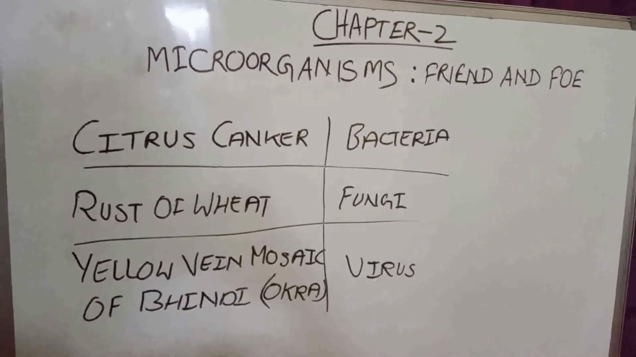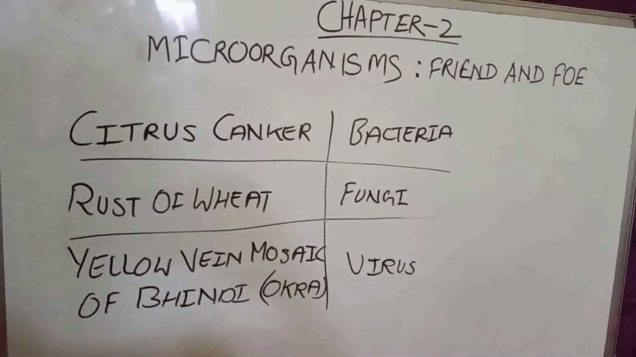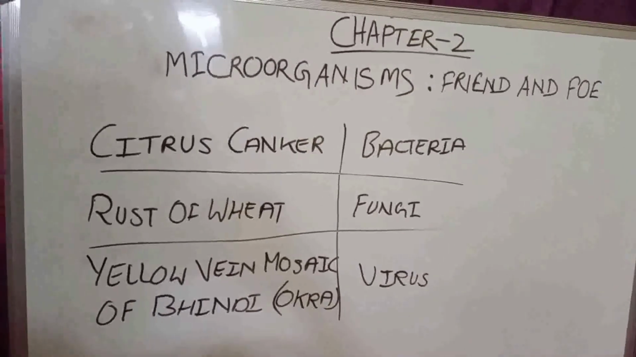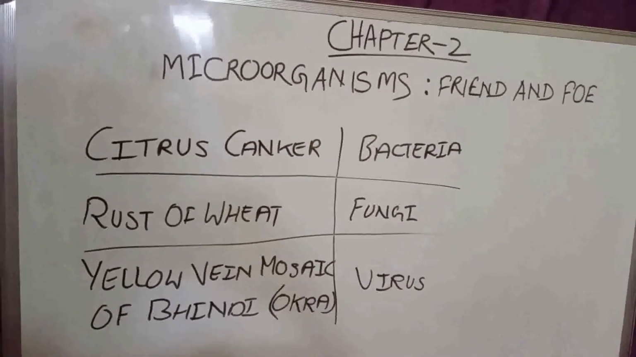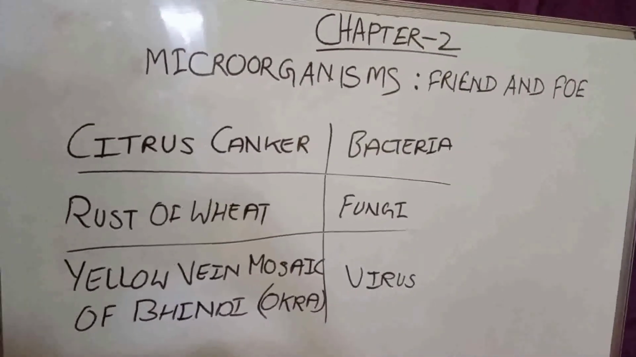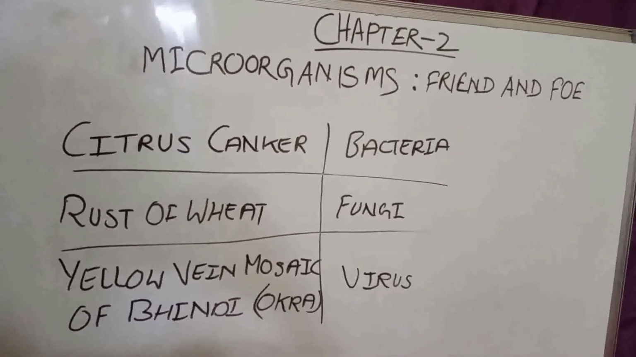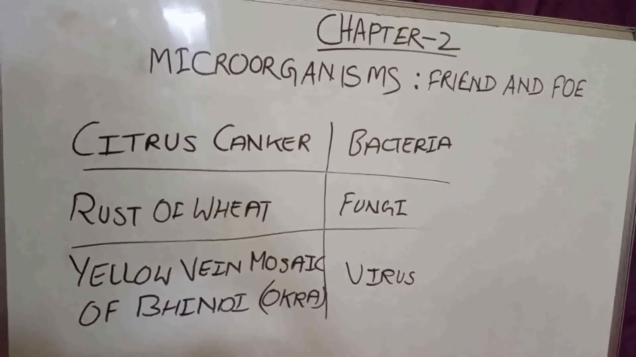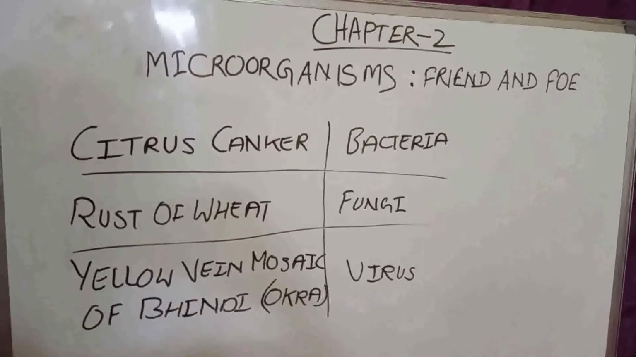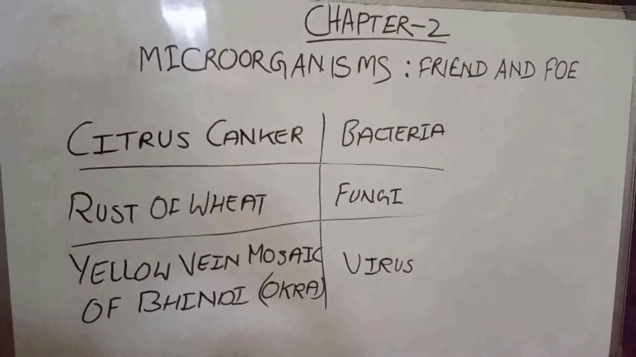The second is rust of wheat, which happens in the wheat plant, and it's caused by fungus, and it transmits through air and seeds which have fungus in them. And the last is yellow vein mosaic of bhindi, that's okra, and it is caused by a virus, and the mode of transmission is insects, which act as carriers that carry the virus.